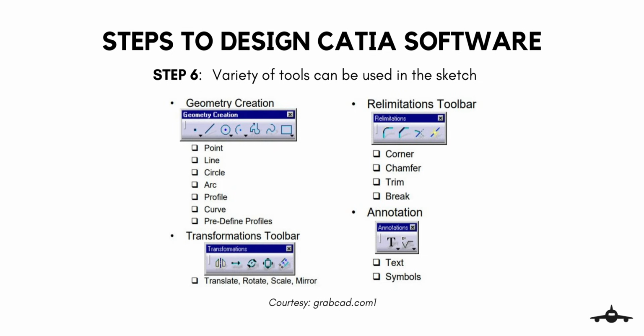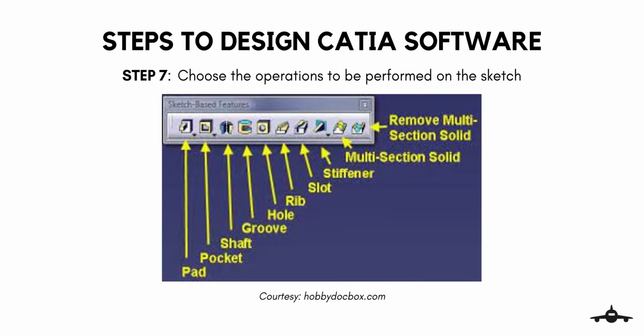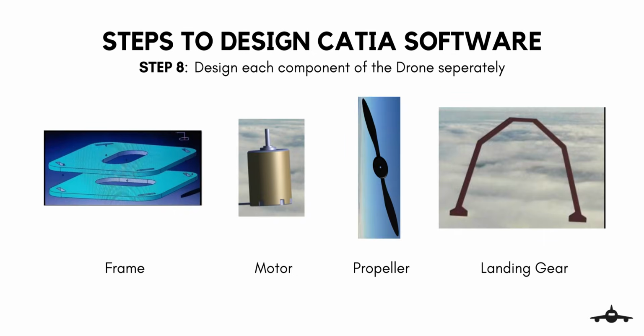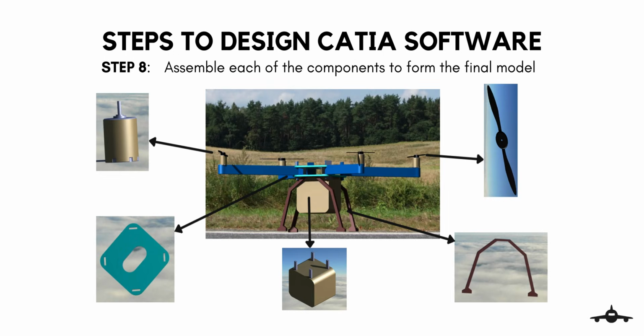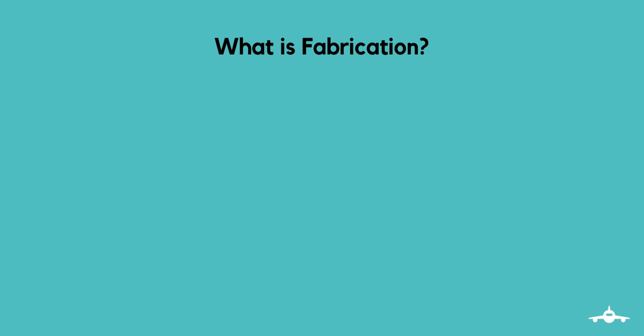There is a wide variety of tools to draw the sketch such as line, rectangle, profile, spline, etc. There are a wide variety of operations to perform on the sketch such as pad, pocket, boolean, shaft, groove, hole, etc. to make your sketch unique. Make sure you exit the sketcher before performing such operations on the sketch. Now design each part of the drone separately, such as frame, payload, landing gear, arms, etc. Then shift from the part design to the assembly design and start assembling each component of the drone to form a final model.